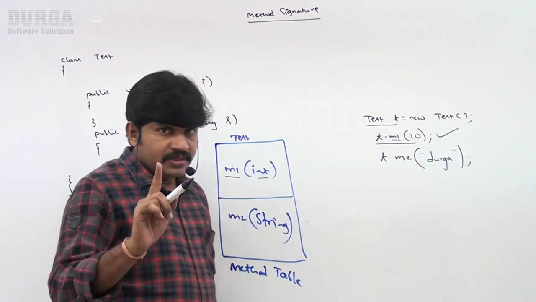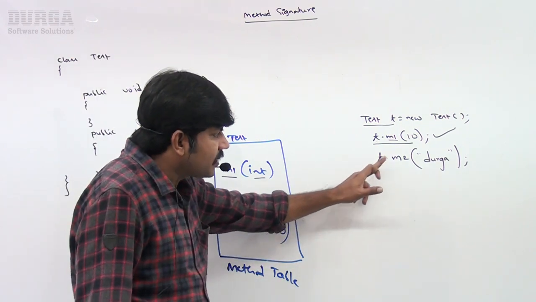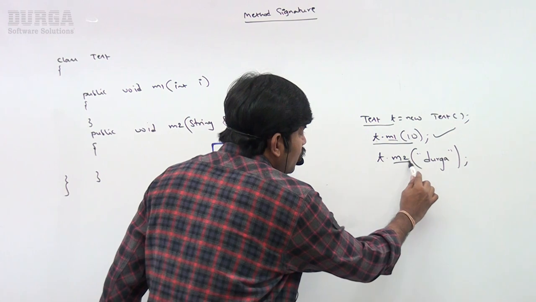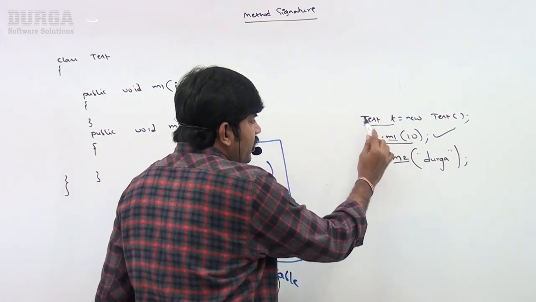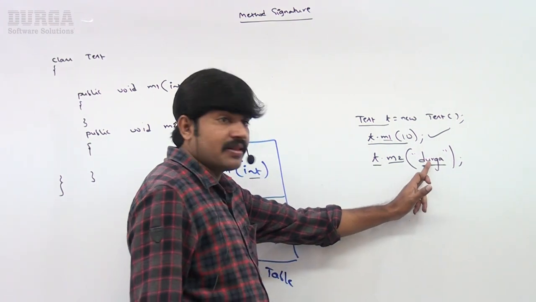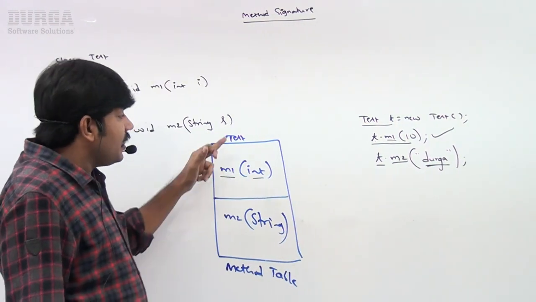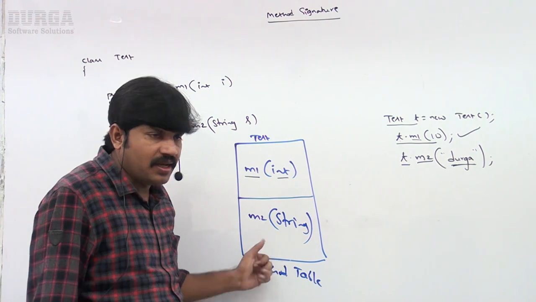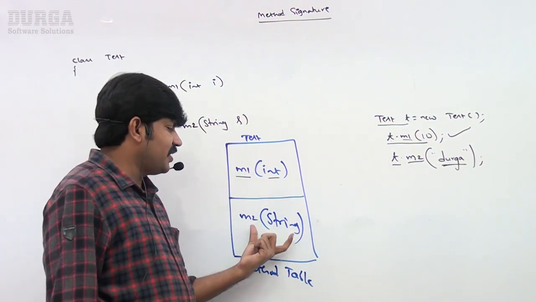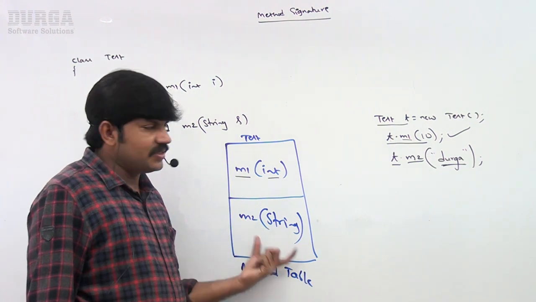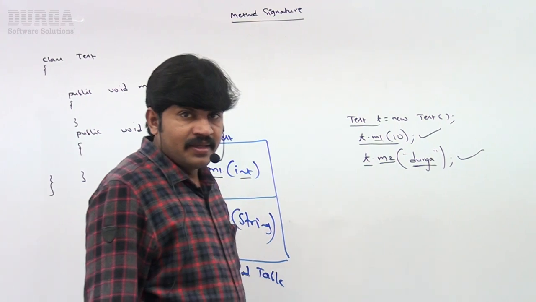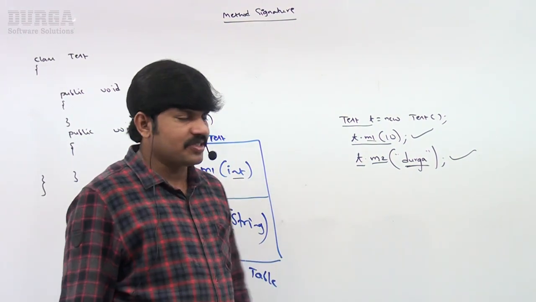Similarly, T.M2 of Durga: you are calling the M2 method and T is of Test type. Which argument are you passing? String is the argument. Is there any M2 method inside the Test class with a string argument? Yes, there is a method with this signature. That's why it is happily going to call. Clear, right? Now take very special care.